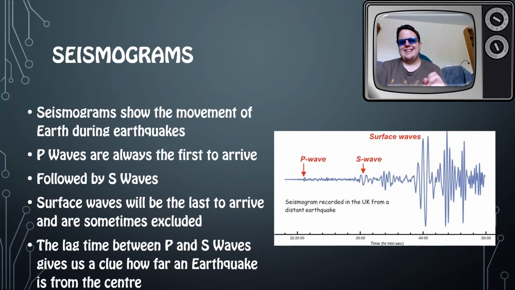Now, the lag time between P and S waves gives us a clue to how far the earthquake is away from us. This time difference between when the P waves arrive and when the S waves arrive gives us an idea of how far away an earthquake is, because the P wave and the S wave always travel at the same speed, and so as time goes on, the P wave will reach a point sooner and sooner compared to the S wave.